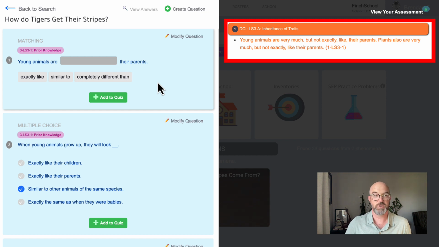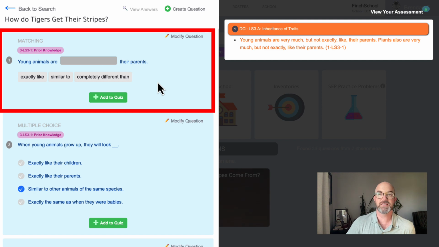In this case, what students should have learned in first grade is that young animals are very much but not exactly like their parents. Plants are also very much but not exactly like their parents. So the question we ask is, young animals are blank their parents. Students should understand that they are not exactly like and not completely different than, but similar to their parents.